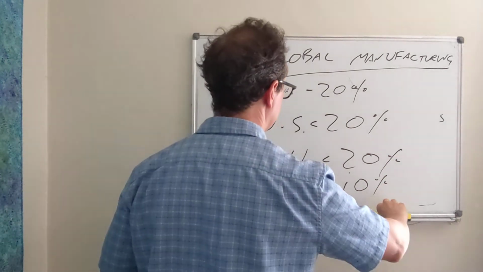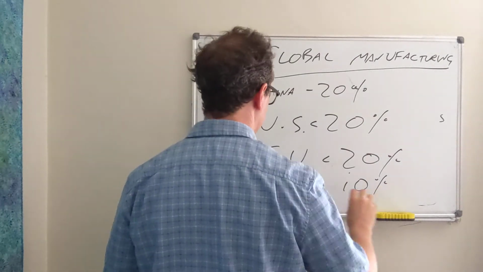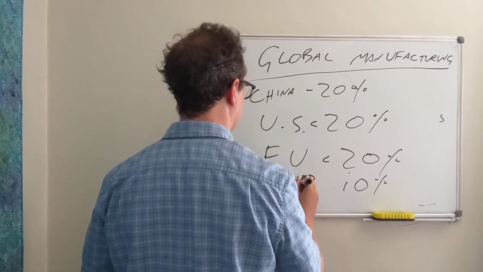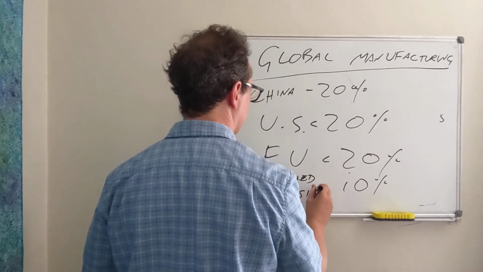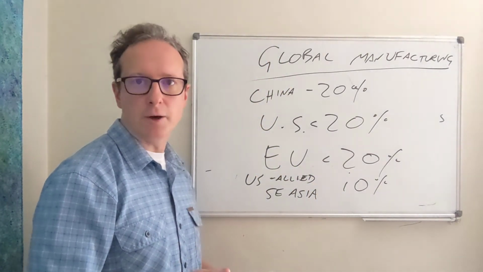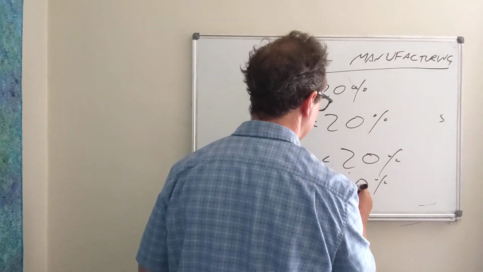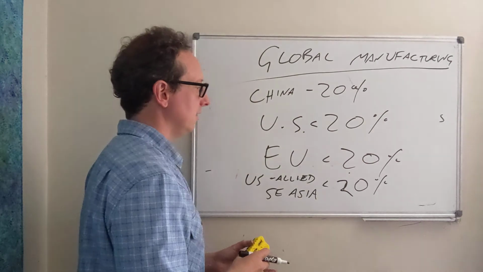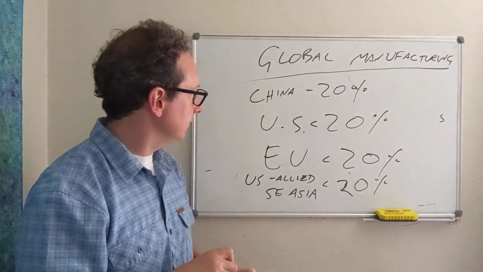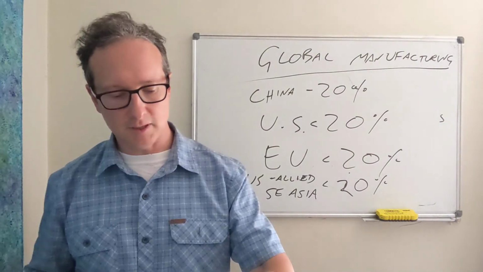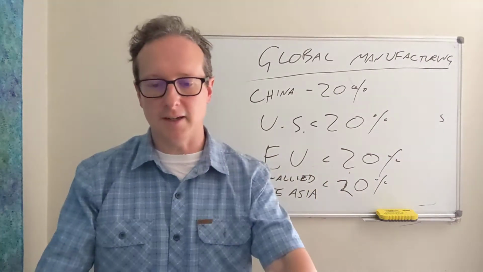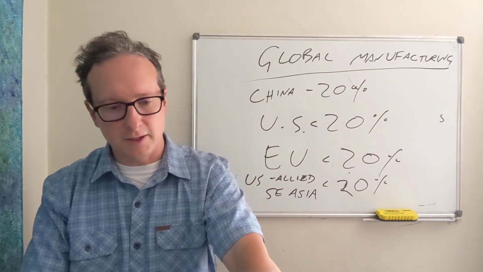But if you don't say Japan, but you say U.S. allied Southeast Asia, and that's really, we'll say Taiwan, South Korea, and Japan together, that's also a little under 20%. So that's where most of the goods are manufactured in the world: the U.S., the EU, and China, and also significantly, U.S. allies in Japan, South Korea, and Taiwan.